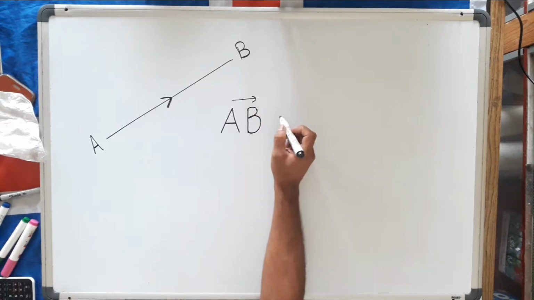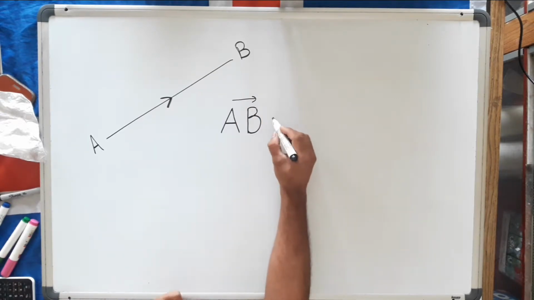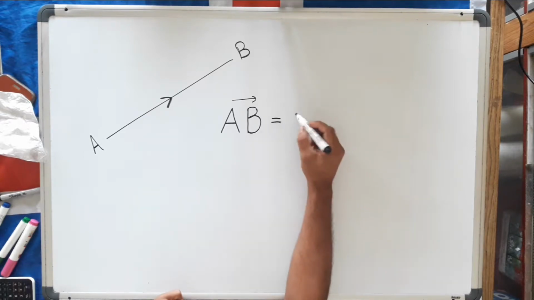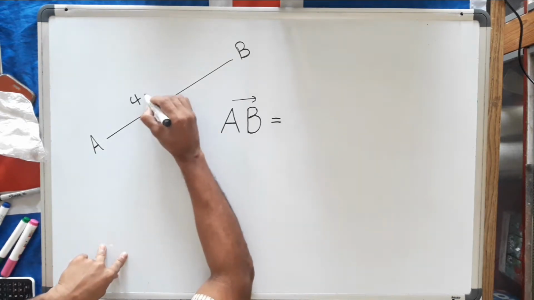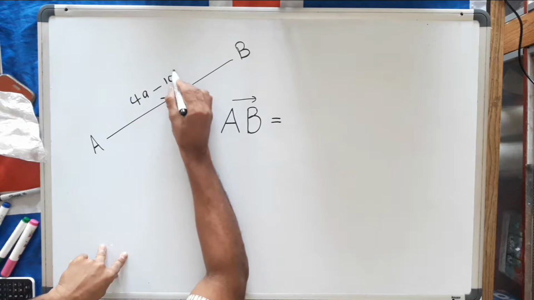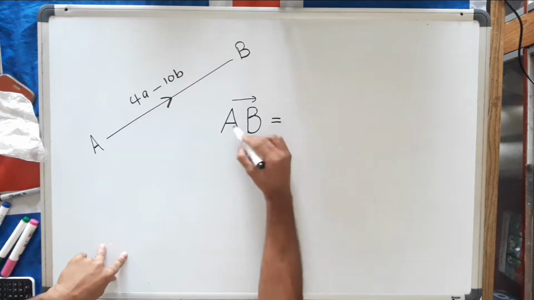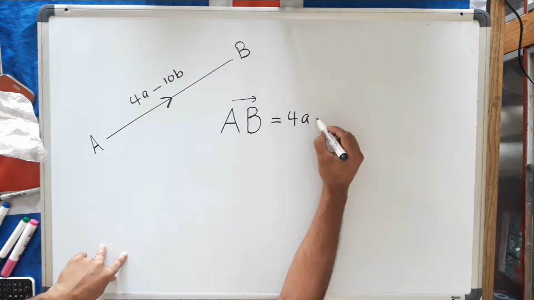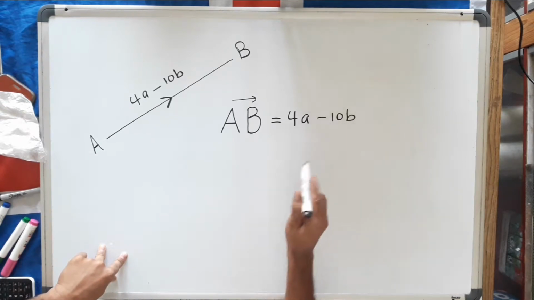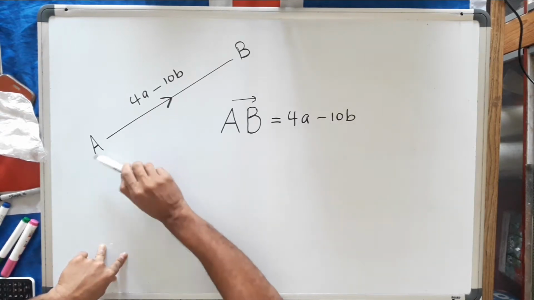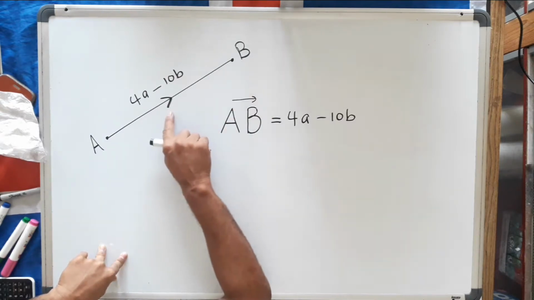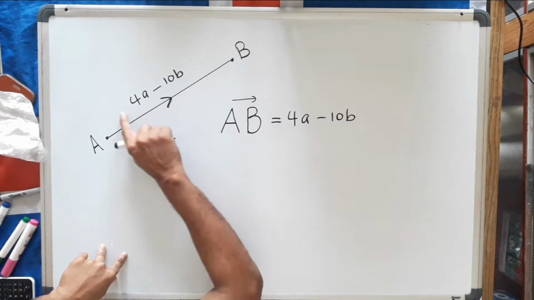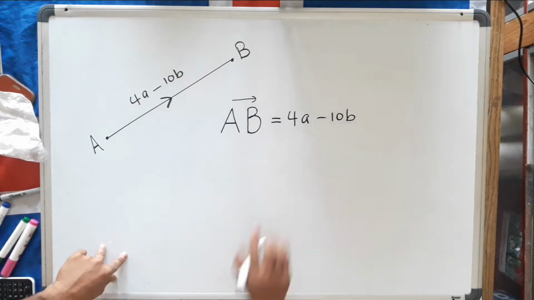Okay? Right. Now one other thing is missing. The vector needs a value. So I am going to let you know what the value of the vector is. I am going to call it 4A minus 10B. So the value of this vector AB is 4A minus 10B. So a vector, to keep it simple, is a straight line with an arrow to indicate its direction, and it must also have a value.